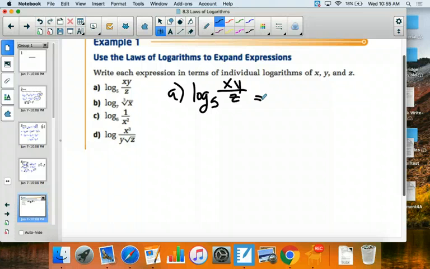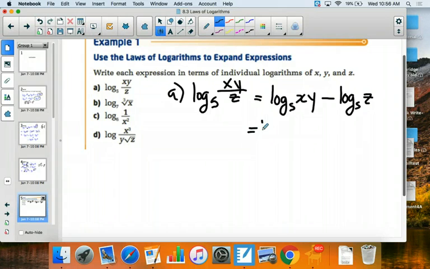xy is being divided by z, which means we can use that quotient law, which means we can write it as log xy base 5 minus log z base 5. Right? Because that law of logarithms is that when you subtract logs, you divide the arguments. Okay? So now I still need to split up this one. What operation is happening between these? It's multiplication. So with logarithms, I turn that into addition.